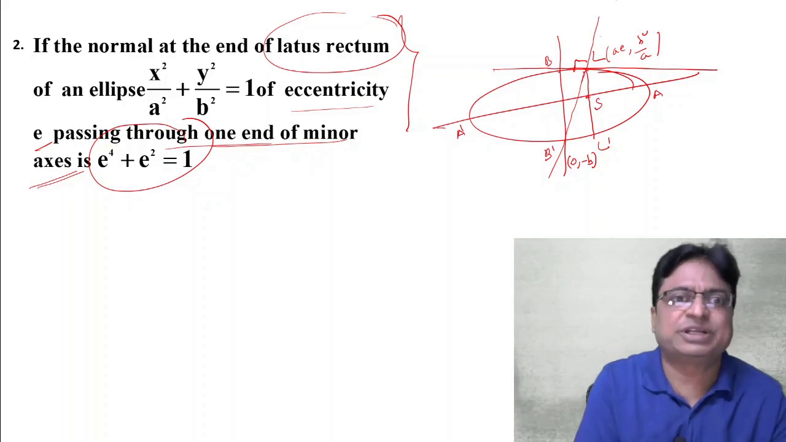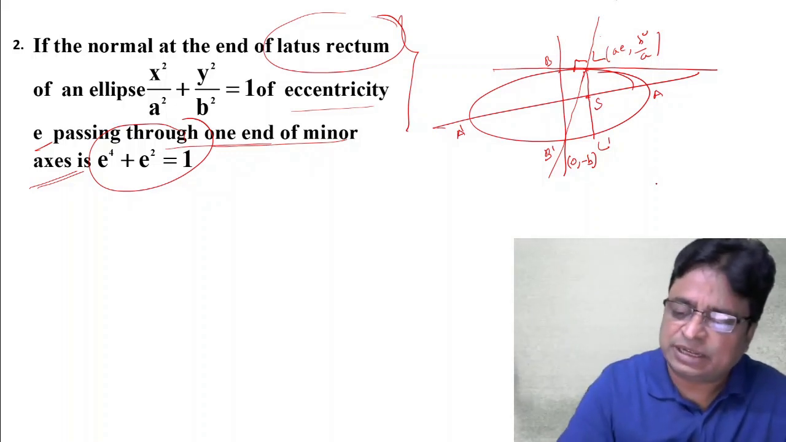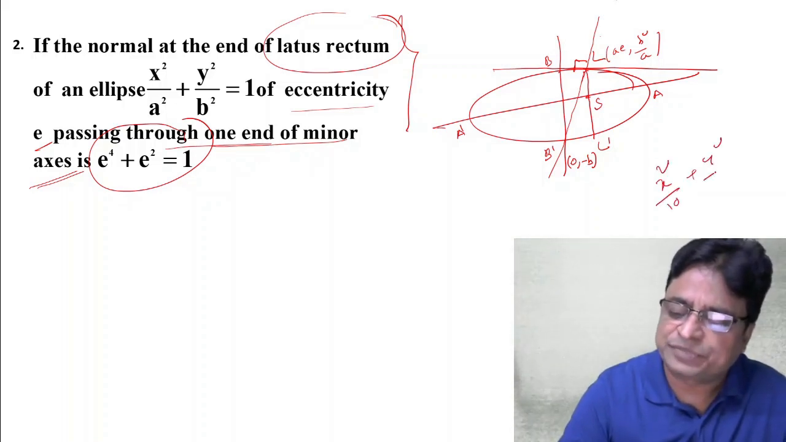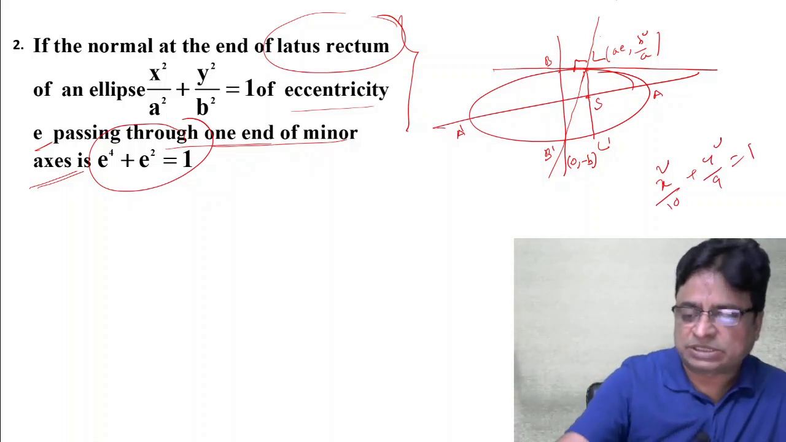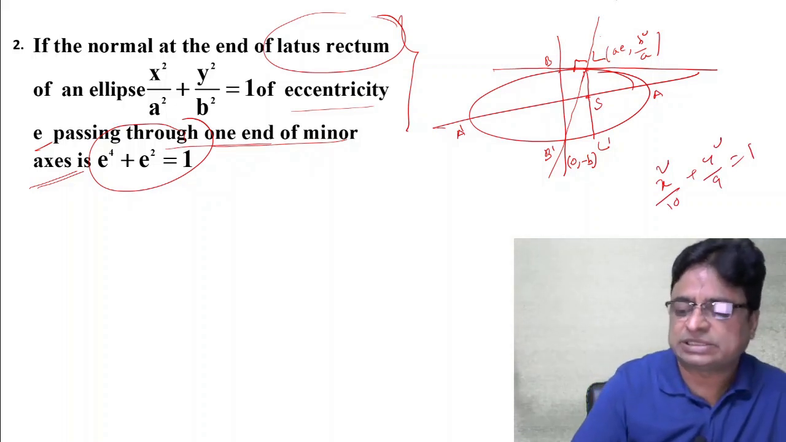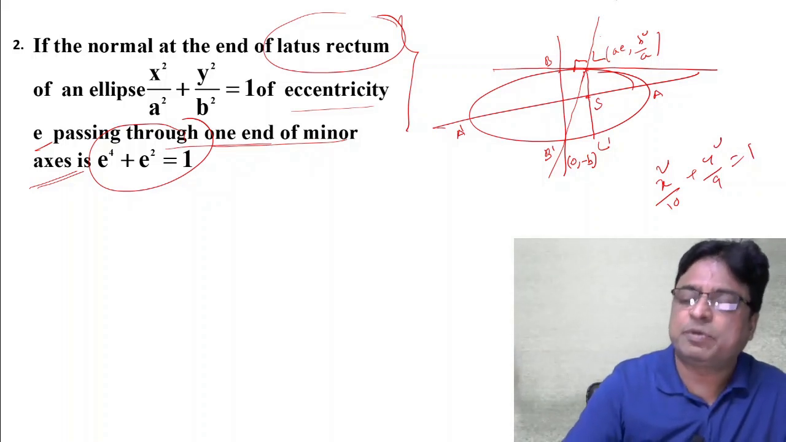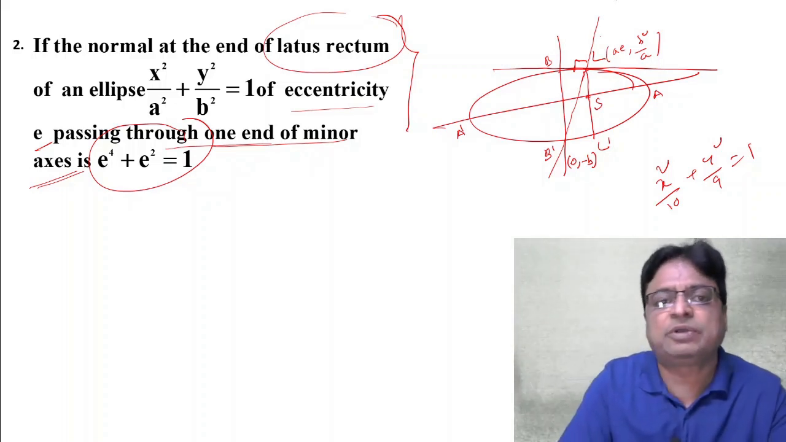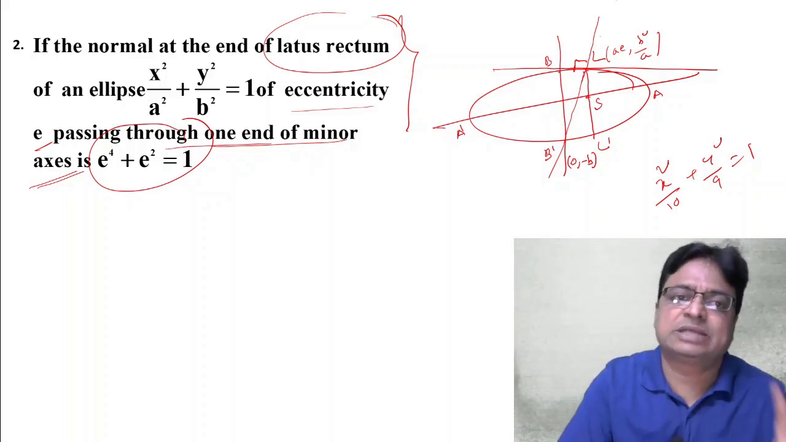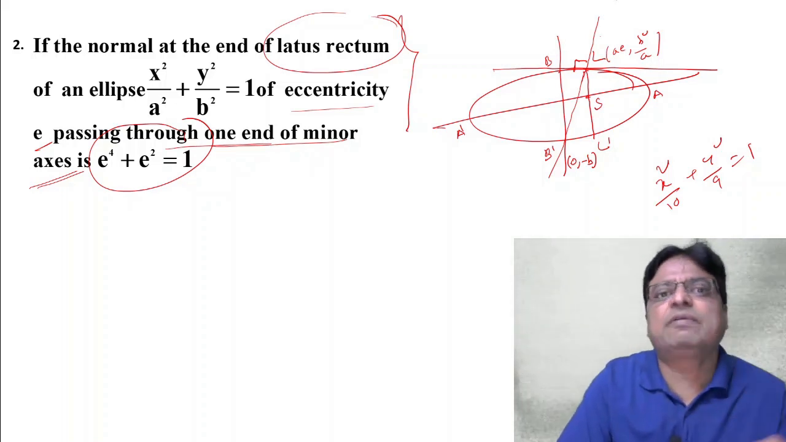They may give the question like this: if x square by 10 plus y square by 9 equal to 1, and at one end of the latus rectum the normal passes through the minor axis, then if e is the eccentricity of this ellipse, then e power 4 plus e square equals dash, they may ask. So instead of solving the problem, you can directly write the answer as 1.